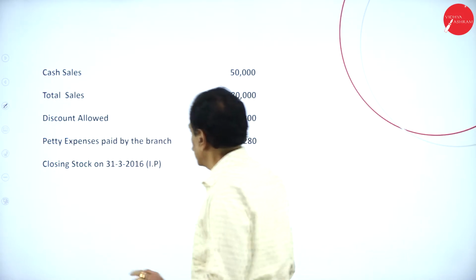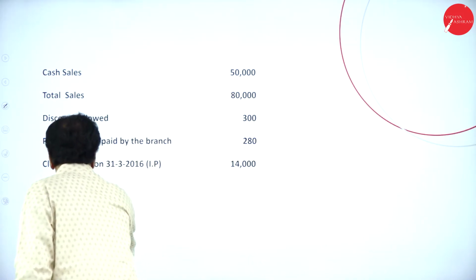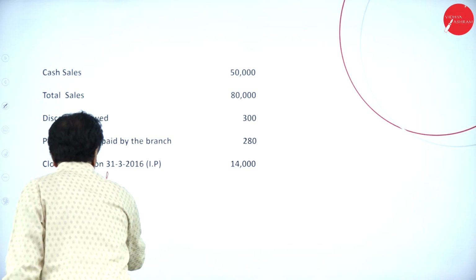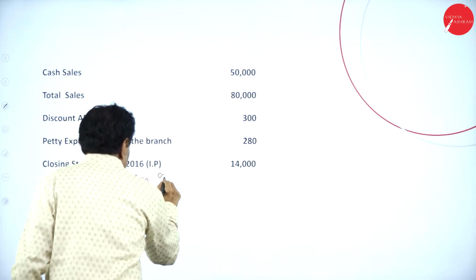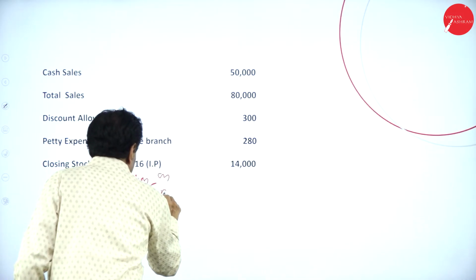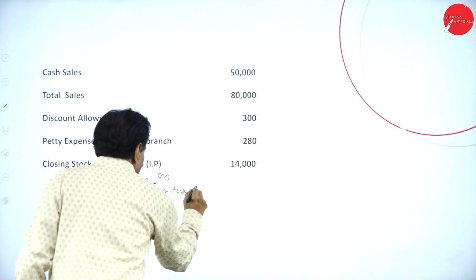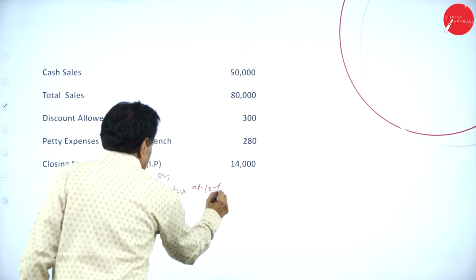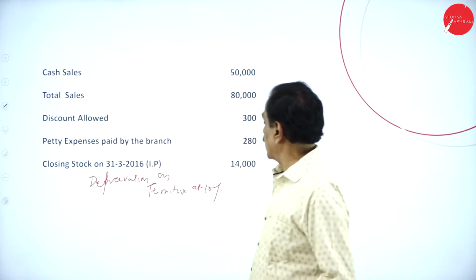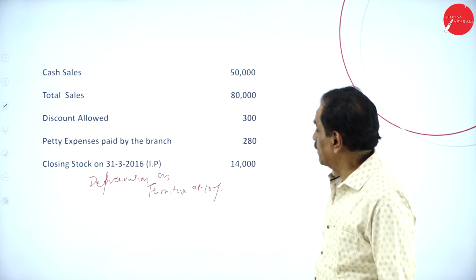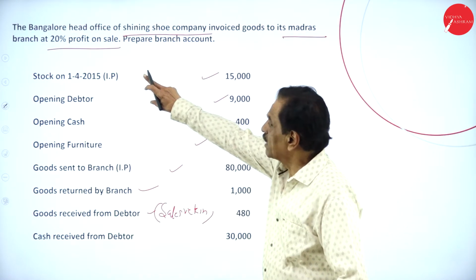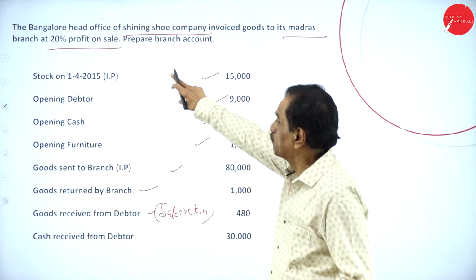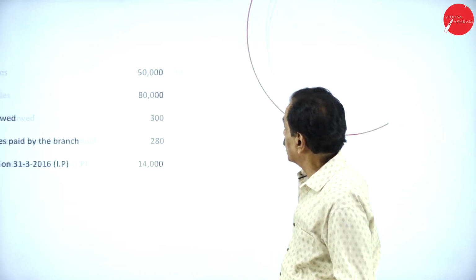Here, assume that depreciation on furniture is at 10%. Depreciation on furniture at 10%. Okay, we'll go with the problem now. Here the important thing is 20% profit on sale. I will show you the working note.